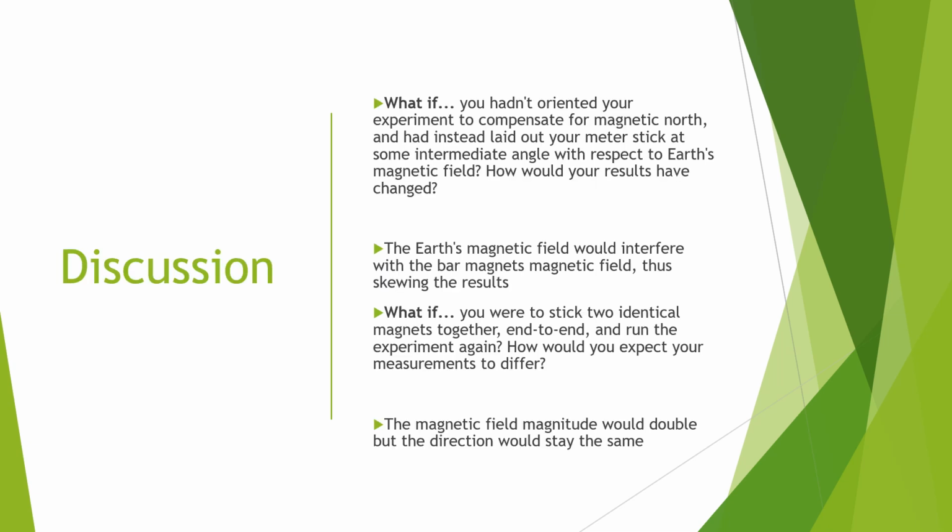What if you hadn't oriented your experiment to compensate for magnetic north, and had instead laid out your meter stick at some angle to the magnetic field? How would the results change? Answering that, the Earth's magnetic field would interfere with the bar magnet's magnetic field, thus skewing the results.